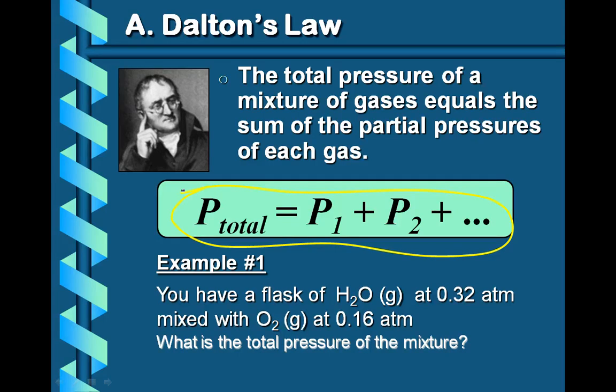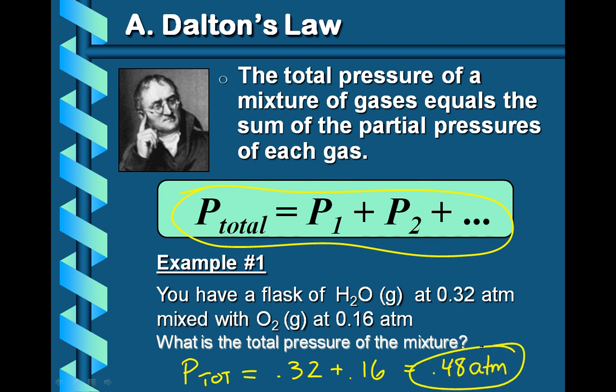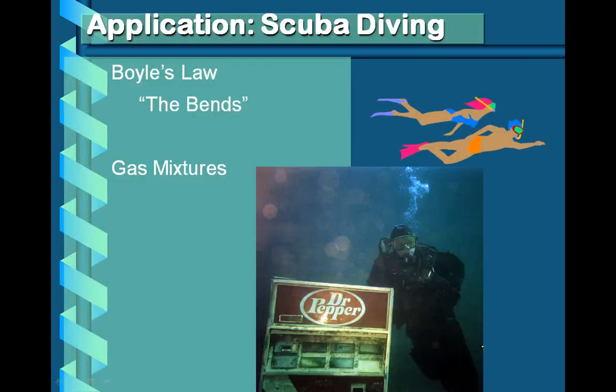You have a flask of water vapor, H2O gas, at 0.32 atmospheres mixed with oxygen, O2, at 0.16 atmospheres. What is the total pressure? Okay, well the total pressure is the sum of each of the partial pressures. In this case there's just 2. So to get the total pressure, you would just add up 0.32 and 0.16, and you would end up with a total pressure of 0.48 atm. And that's all there is to it. The only way I can make that trickier is if I change the units on one of them.